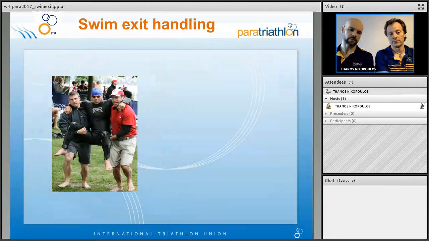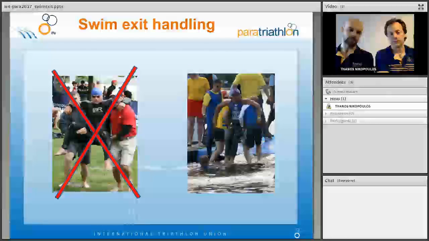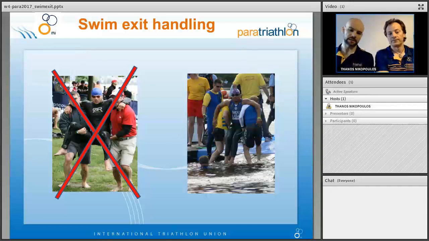Just for reference, I will go back to the proper photo that we saw before with the proper handling of the athletes, which is exactly this. You see the two personal assistants facing the swim exit, and this is the way they walk. The hand that they have close to the athlete's body is the hand they are using for holding the sling. The athlete is putting his arms without surrounding the assistant's neck, and with the free hand, the assistants are supporting the athlete from the back.